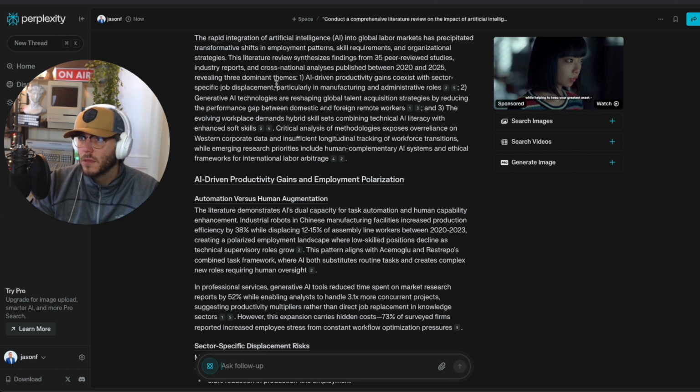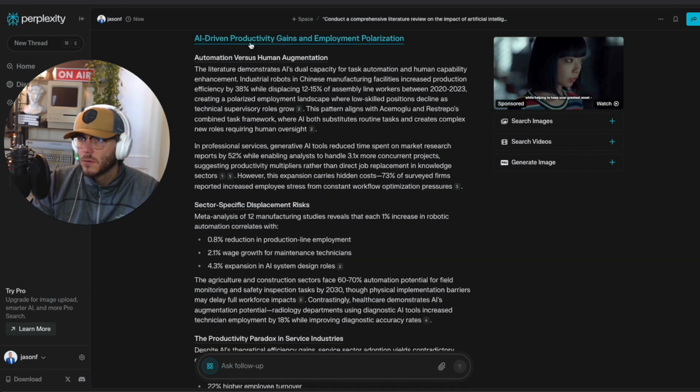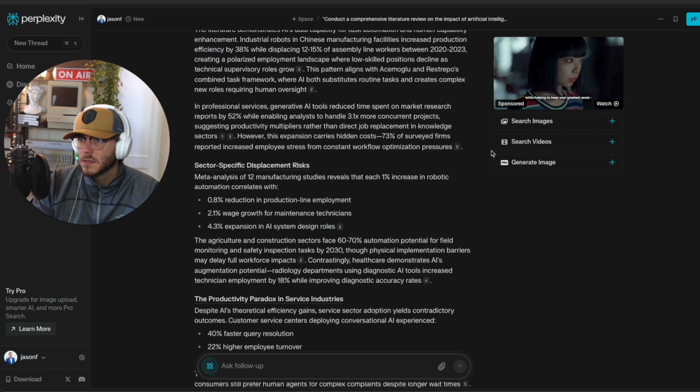With three dominant themes: AI-driven productivity gains coexist with sector-specific job displacement in manufacturing and admin roles. Gen AI is reshaping global talent acquisition strategies. The evolving workplace demands hybrid skill sets, combining technical AI literacy with enhanced soft skills. Saw a little bit of that in the deep research from Grok 3. We have AI-driven productivity gains and employment polarization. A lot of really good stats here.